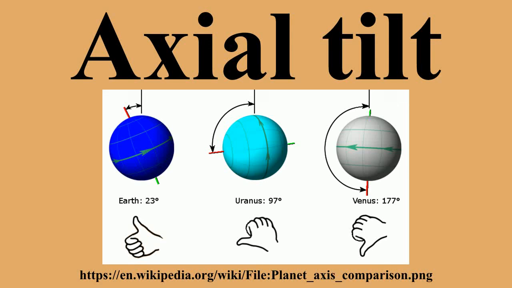Epsilon equals 23 degrees 26 minutes 21.448 seconds minus 4,680.93 T minus 1.55 T2 plus 1,999.25 T3 minus 51.38 T4 minus 249.67 T5 minus 39.05 T6 plus 7.12 T7 plus 27.87 T8 plus 5.79 T9 plus 2.45 T10, where here T is multiples of 10,000 Julian years from J2000.0.